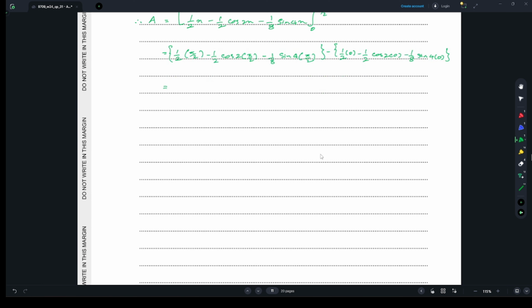Okay, so here we will receive pi over 4 minus cos pi minus 1 over 8 sine 2 pi, minus here 0 minus cos 0, which is 0, sorry, cos 0 is 1, half times 1, and 1 over 8 times sine 0 is 0.